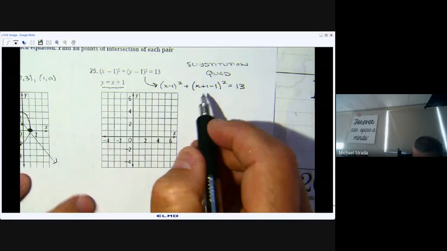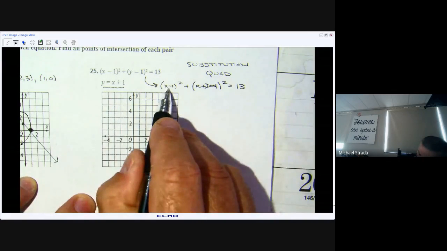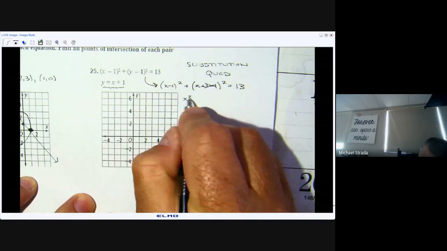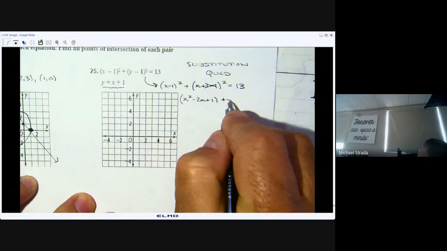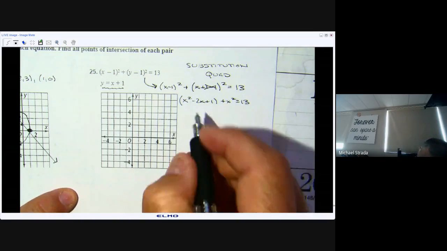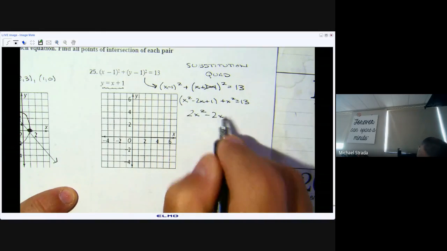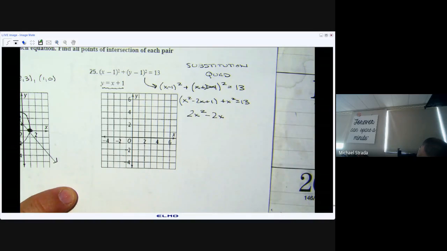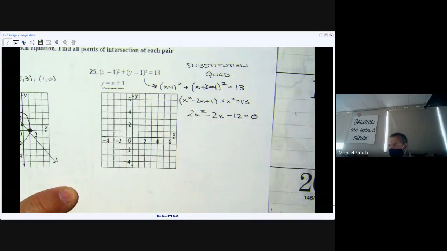All right. What's the 1 minus 1 going to do there? Cancel out. But remember, when you square a binomial, x squared minus 2x plus 1 plus x squared equals 13. You have a quadratic, and more on that in a moment when we start going through the package. 1x squared and 1x squared is 2x squared. Negative 2x stays exactly the same. And then I'm going to bring the positive 13 over, and I'm going to have minus 12 equals 0.